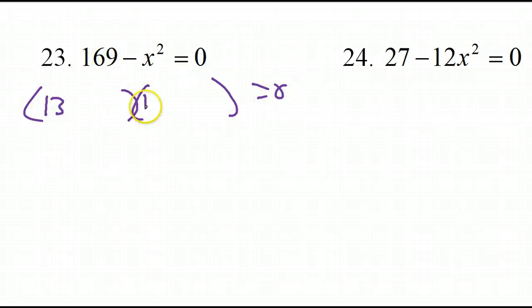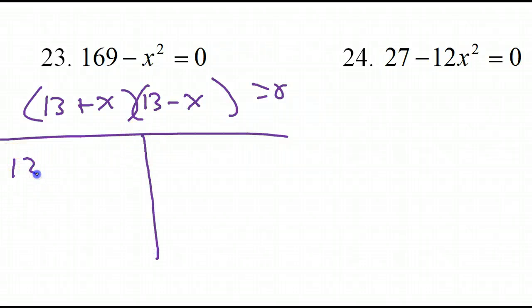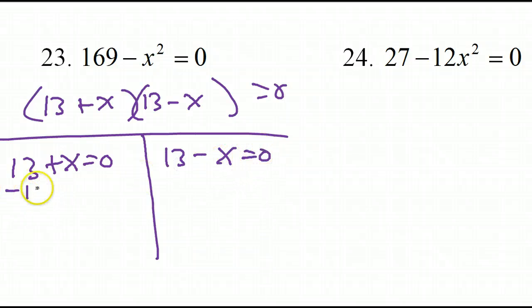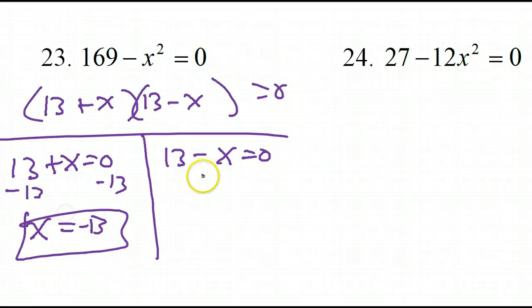169 is 13 times 13. So it's 13 plus x, 13 minus x. Zero product property, 13 plus x equals 0, 13 minus x equals 0. Subtracting 13 gives me x equals negative 13. Adding x to both sides gives me 13 equals x.